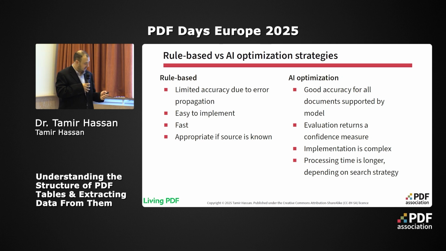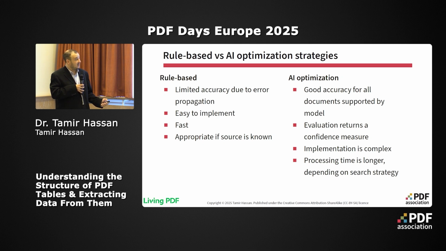So to summarize, basically, the simple rule-based approaches versus the more complex optimization approaches. Rule-based approaches propagate errors if the document is more complex. If the document is simple, and particularly in the case of PDF, text isn't too closely bunched, then quite often they work well enough. They're relatively easy to implement, and they're fast. And as I said, if the source is known, they may well be appropriate.